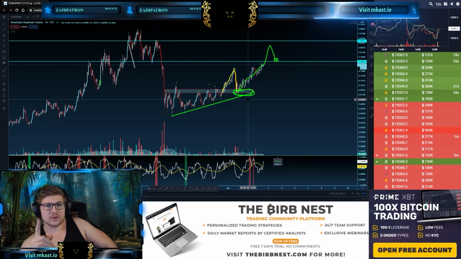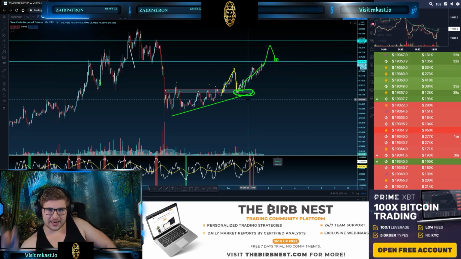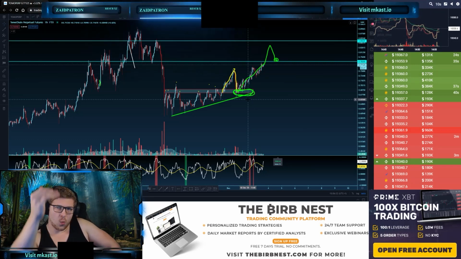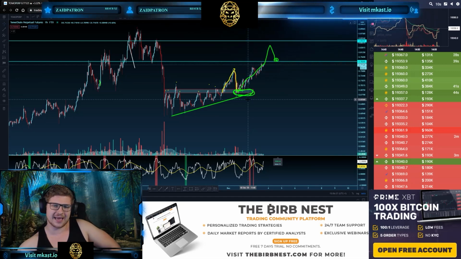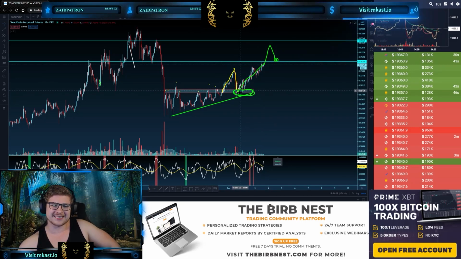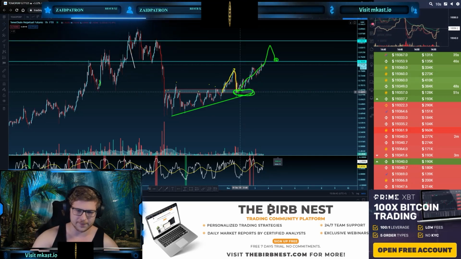Always remember this one rule, okay? Don't buy the breakout of the ascending triangle. Wait for the ascending triangle to come back down and to retest the key area of resistance as support.